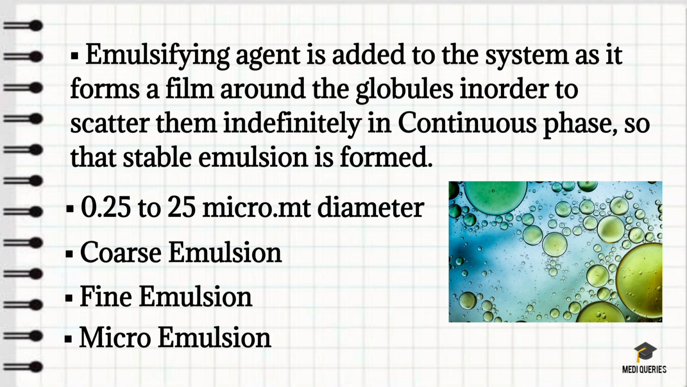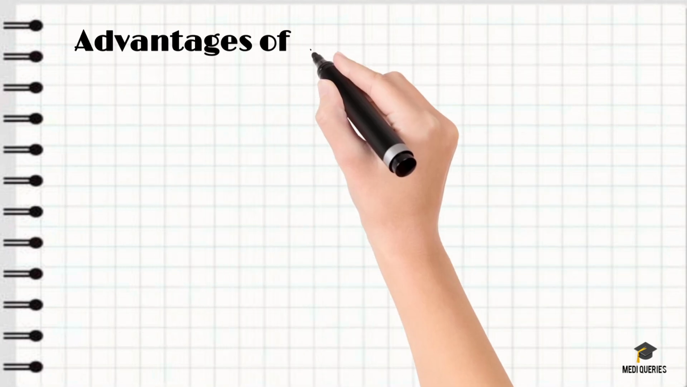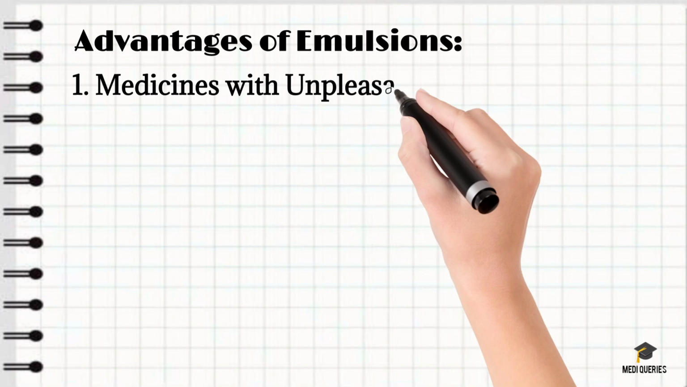The whiteness of the emulsion is mainly due to the reflection and refraction at the many interfaces. If the two phases have the same refractive index, a transparent emulsion is produced. So this is all about the introduction to emulsions. Now let us see some advantages of the emulsion preparations.